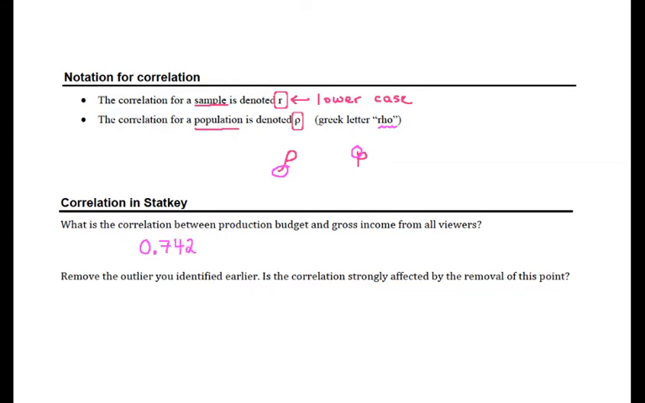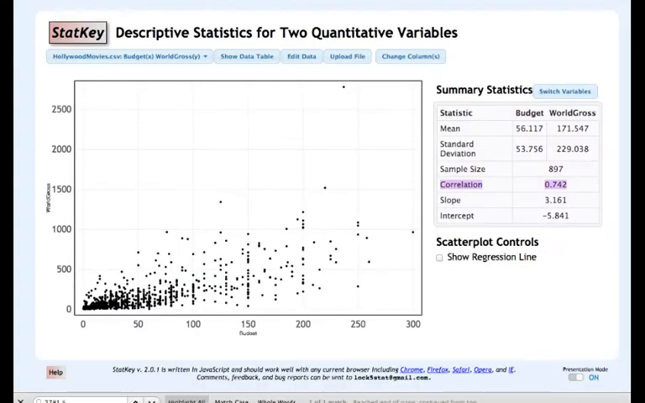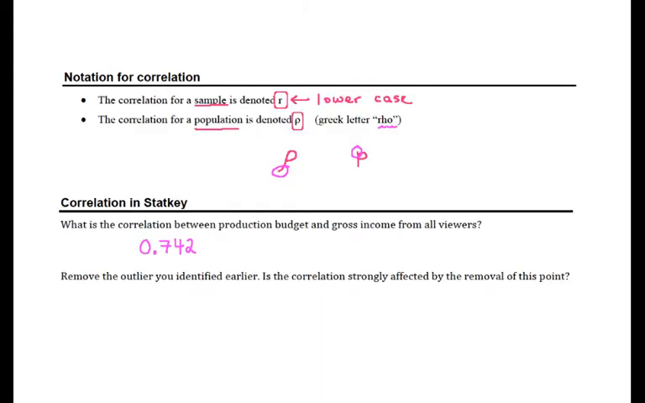Interestingly, this particular data set is considered by Locke to be a population because it's all major Hollywood movies over a given time frame. So we're going to go ahead and call that rho: the correlation between production budget and gross income in the whole population of major Hollywood movies over this time period is 0.742. We identified an outlier earlier, that was the movie Avatar. We're going to go ahead and remove that and see if the correlation changes much.